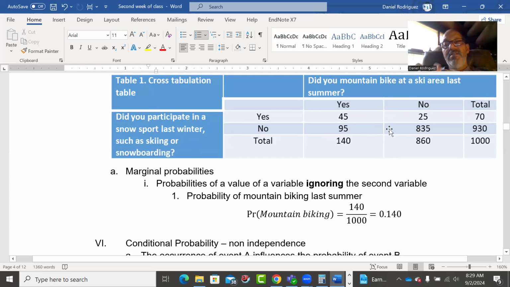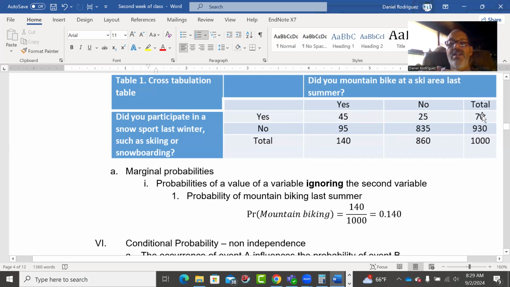Well, ski areas have to make money during the summer months, so they generally convert their area into something else, like either some kind of a fun entertainment park with zip lining and stuff like that, or cycling, mountain biking, I should say. Okay, so these values going across here represent whether or not one participated in a snow sport. So 70 did and 930 didn't out of 1,000.